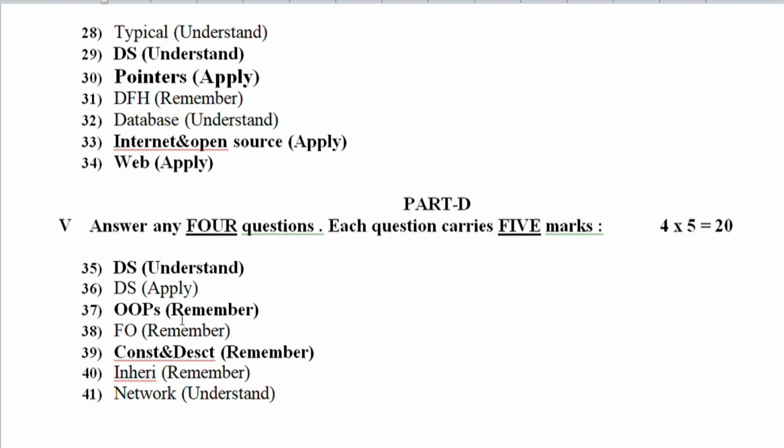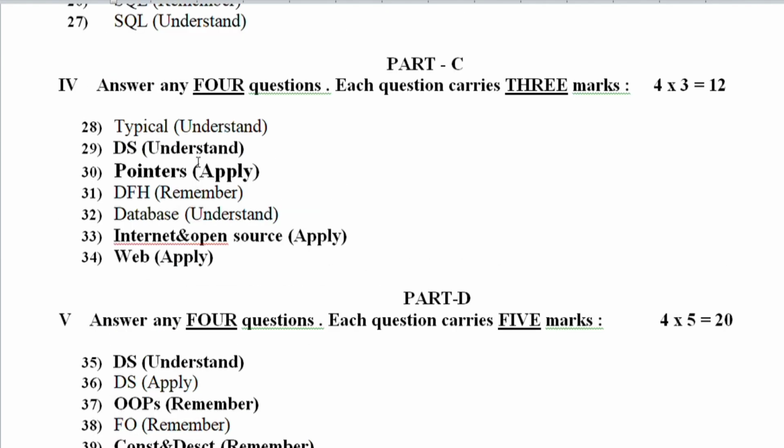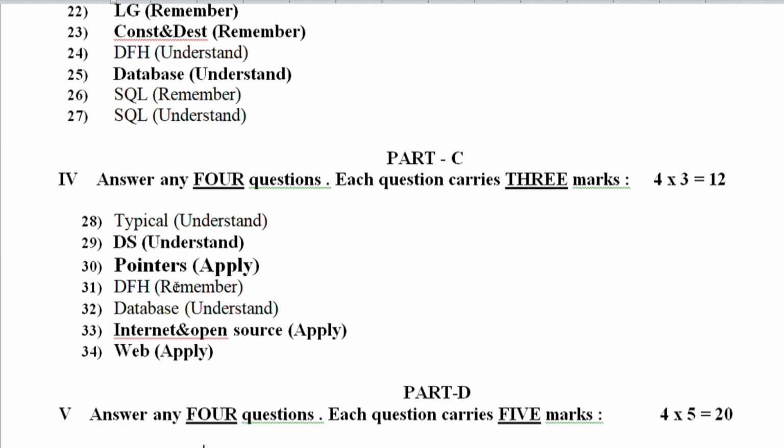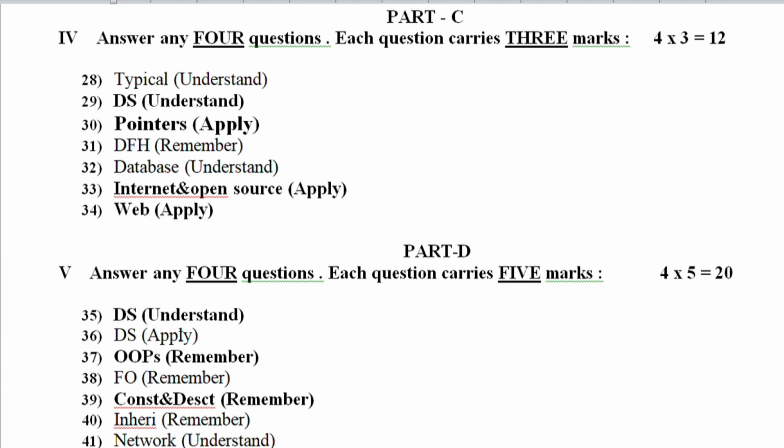Then you have the 5 marks question, understand level question from data structure. So you have two questions. See, you have data structures, you have a 3 marks question as well as two 5 marks question. One is understand, the other one is application.